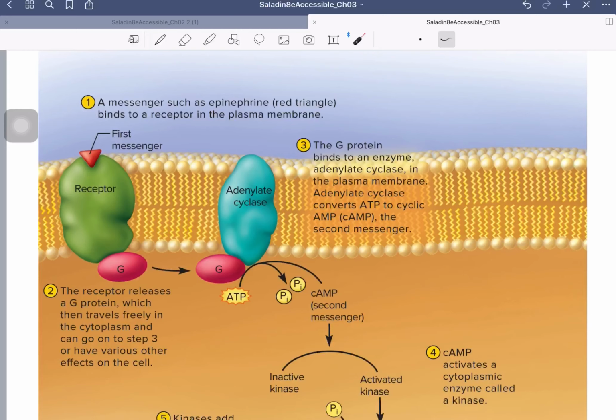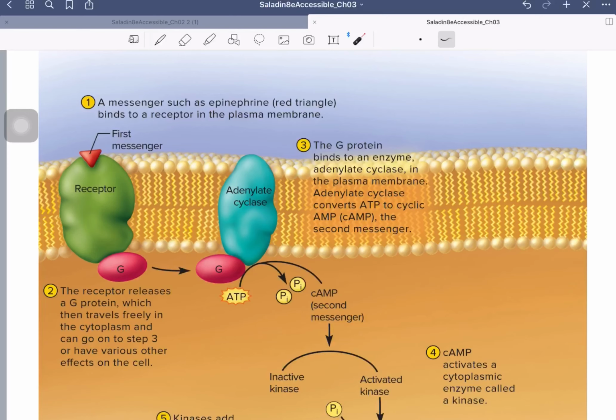Now let's walk through it. It's a multi-step process. The example they're using here is epinephrine, and that's this red triangle. Epinephrine cannot directly get through the cell. So what happens is the epinephrine will bind onto a specific receptor. There's no general receptor that will deal with every message. Every message has its own receptor. It's very much like a lock and key fit.